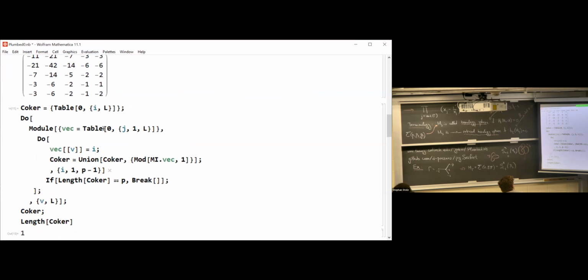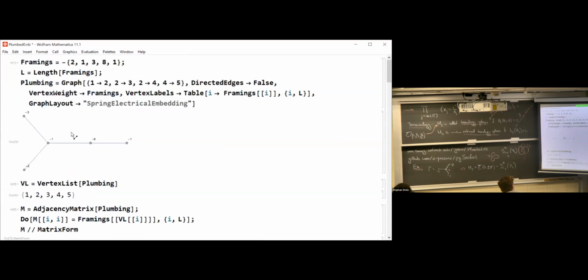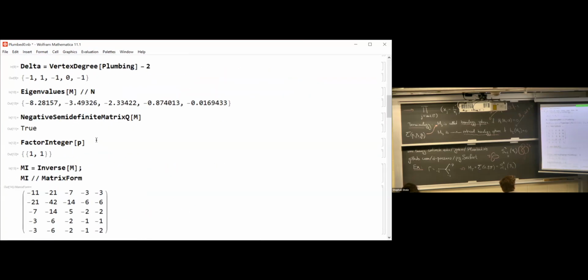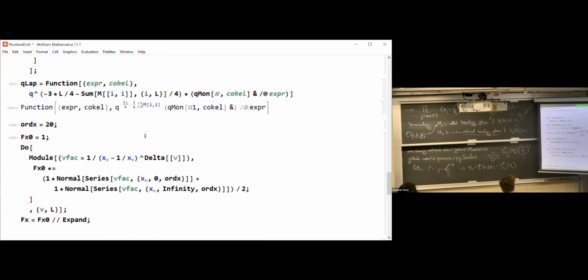Okay, so it did that, as you can see, it computes it in a split second. But first I want to point out that I changed the graph. So now it looks very different. It has a different number of vertices and so on and so forth. So we can go look at this. Eigenvalues are still negative definite, nothing to worry about.